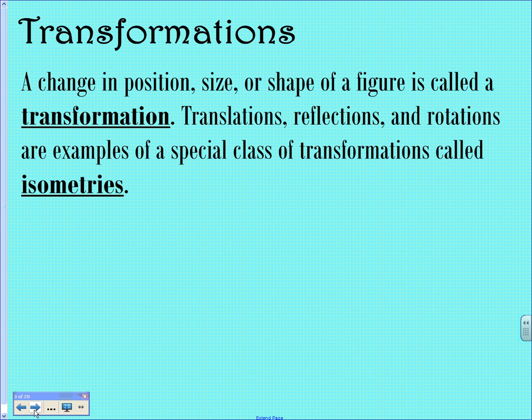So let's practice saying this word. Isometries. Isometries. Come on, everyone. Isometries. Okay.